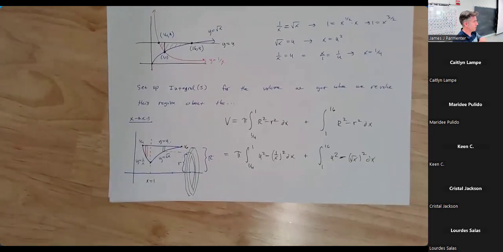Okay, let's see. Horizontal strips, right? Since we have to do it over the x-axis. Right. Our strips have to be perpendicular.